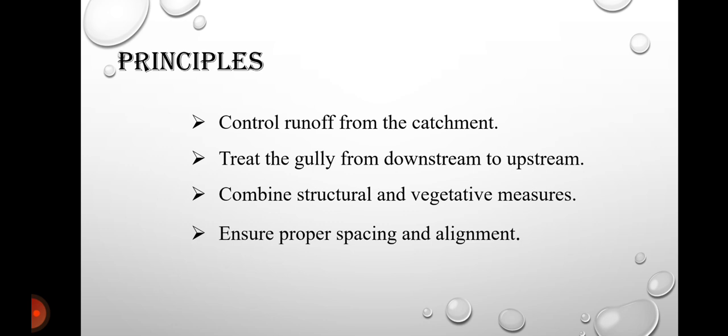Provide a proper spacing. The structures should be placed at suitable intervals, which may be based on the gully slope, depth and the running condition. Ensure a strong foundation: the structures must be properly anchored into the gully bed and banks to prevent failure. They encourage the vegetation, as the vegetative growth around these structures helps to provide long-term protection and stabilization. So I hope you all understand the principles of the gully control structure.